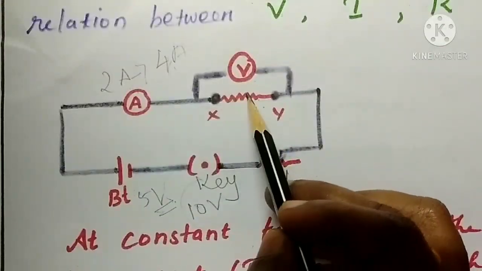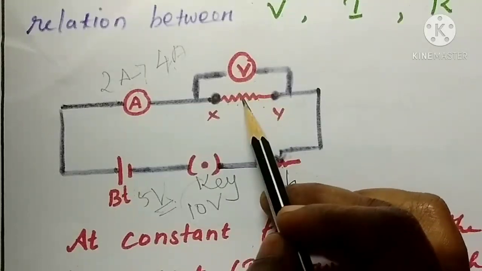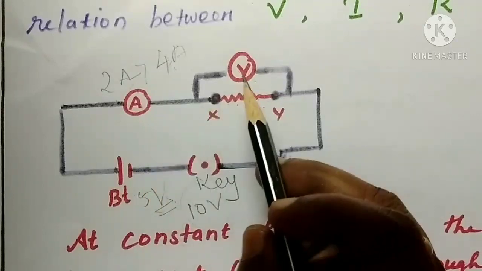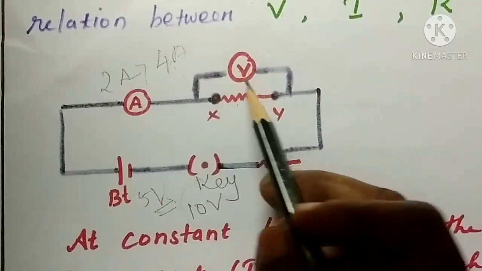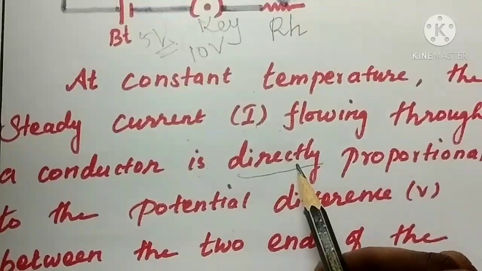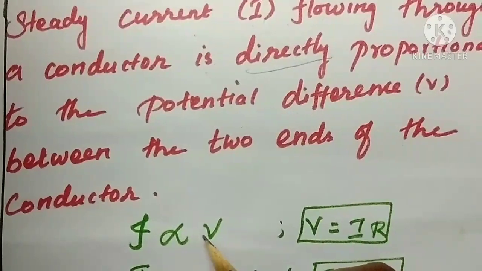So here we can measure the potential difference between the two ends of the conductor. The current is directly proportional to the potential difference. If you increase the current, the potential difference also increases. That is the meaning of directly proportional. Here we can see the formula: I is proportional to V. Current is directly proportional to the potential difference.